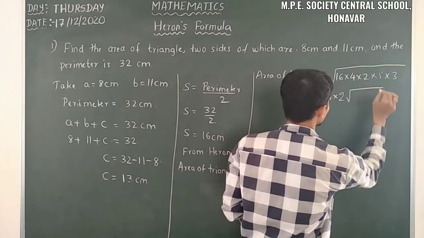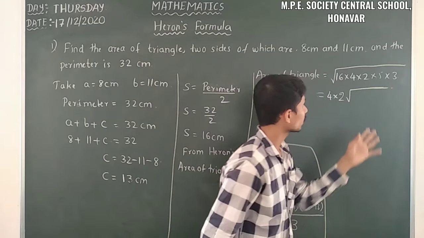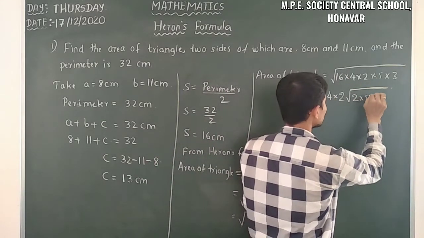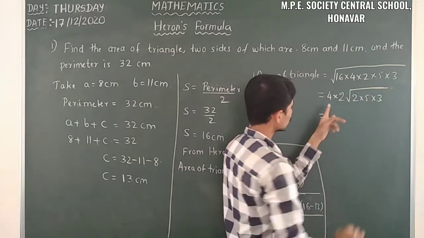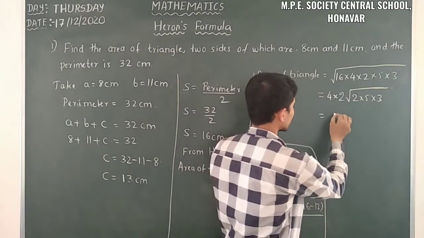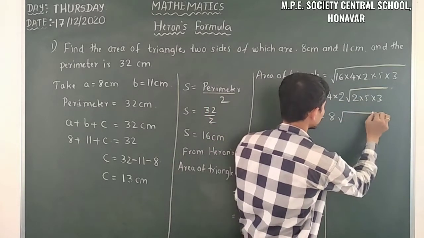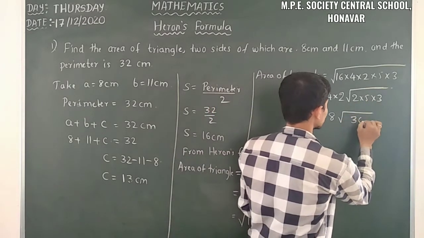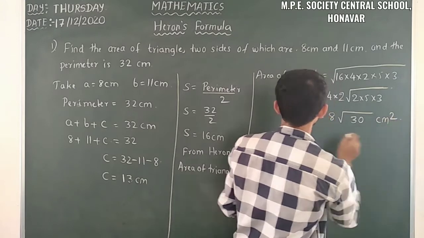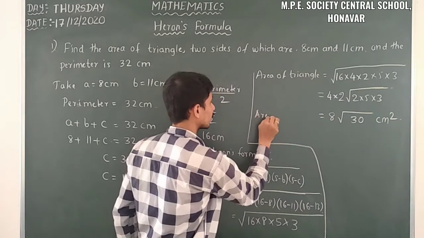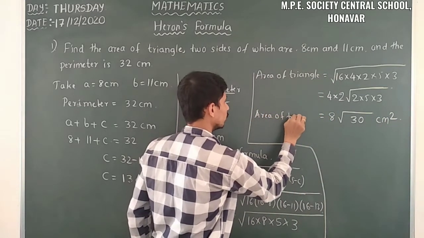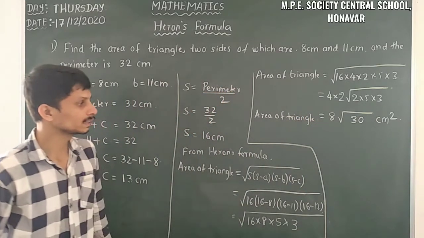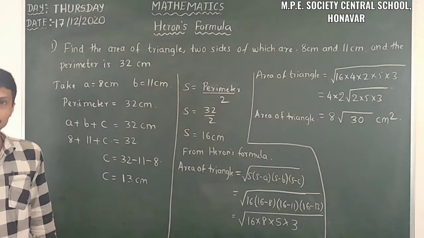And in this square root, what are the non-perfect squares? Here it is 2 into 5 into 3. So 4 into 2, 8 into square root of 2 into 5, 10, 10 into 3, 30 centimeter square. That is the area of our required triangle. Area of triangle is equal to 8 root 30 centimeter square.